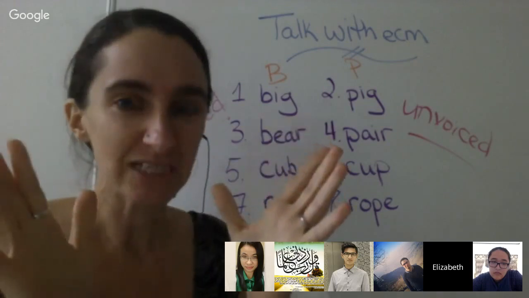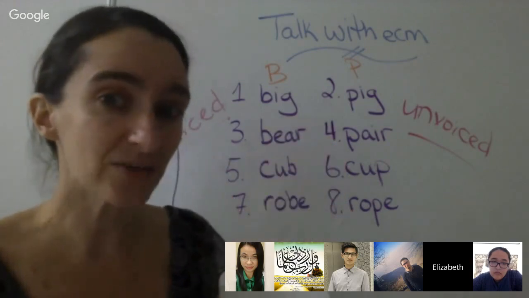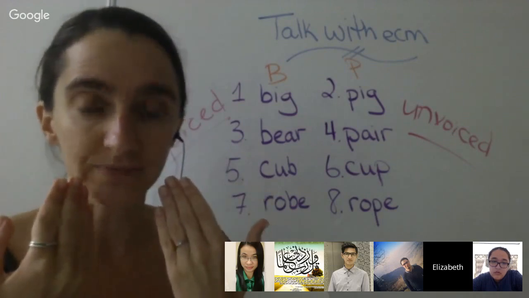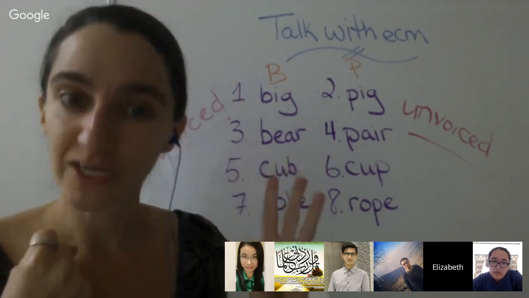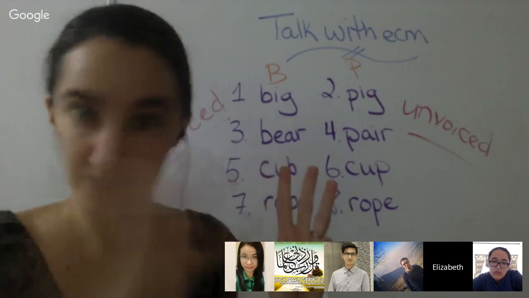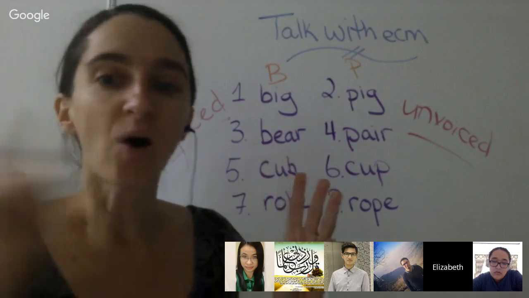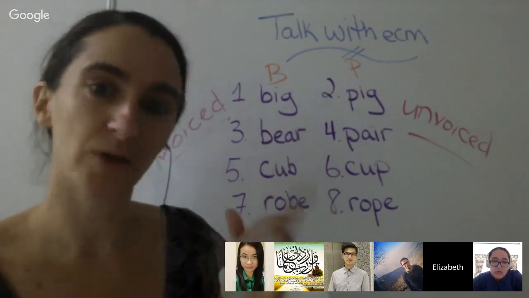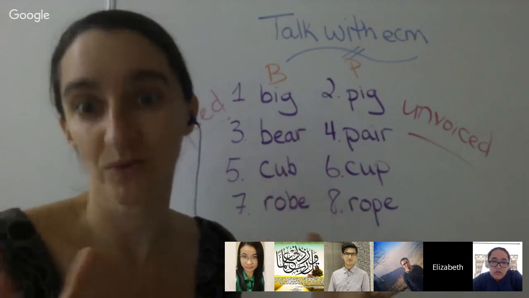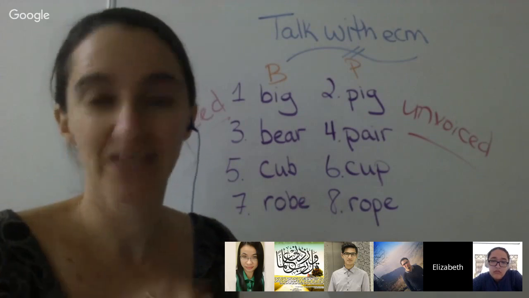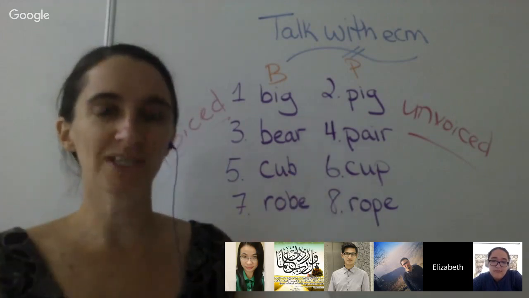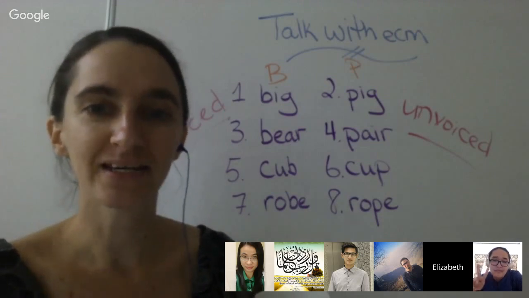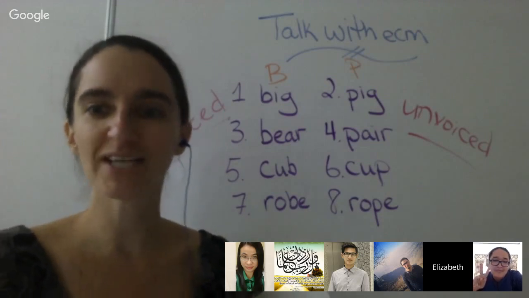Let's test your listening to see if you can hear the difference. I will say one word. I will say it 3 times, the exact same word 3 times. On the side, I want you to write which number you think I'm saying, 1 through 8. So let's do the first one together. Pig, pig, pig. Write a number on the side.